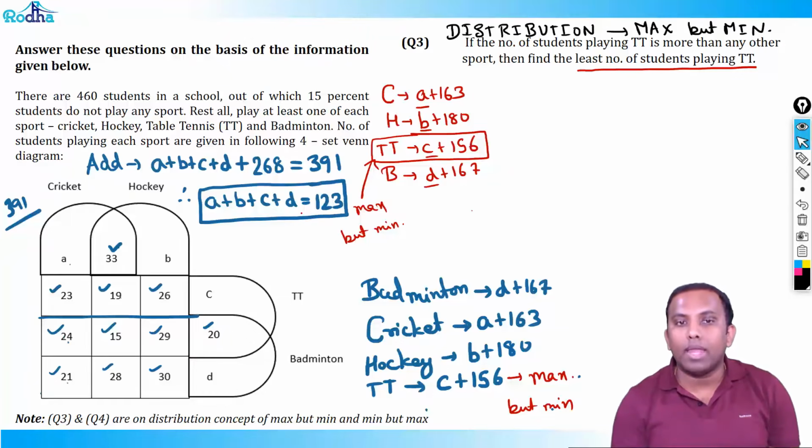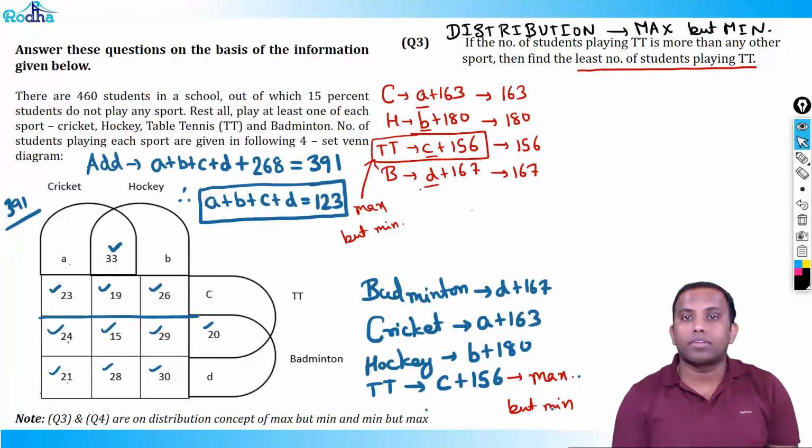And I know that A plus B plus C plus D is 123. This scenario is like viewership of cricket. Sorry, students liking cricket is 163 right now. Students liking hockey is 180. Students playing TT is 156, and students playing badminton is 167.